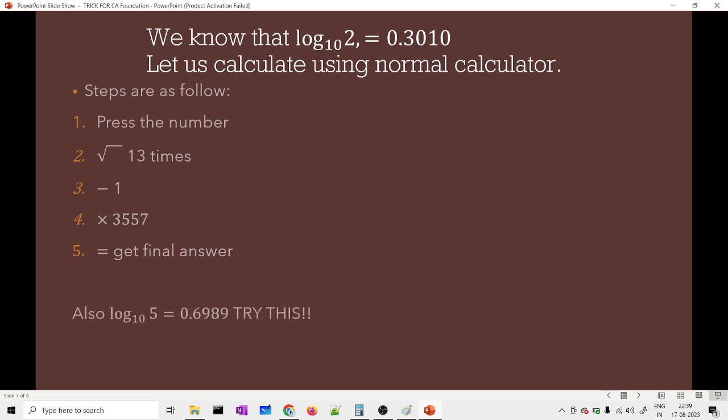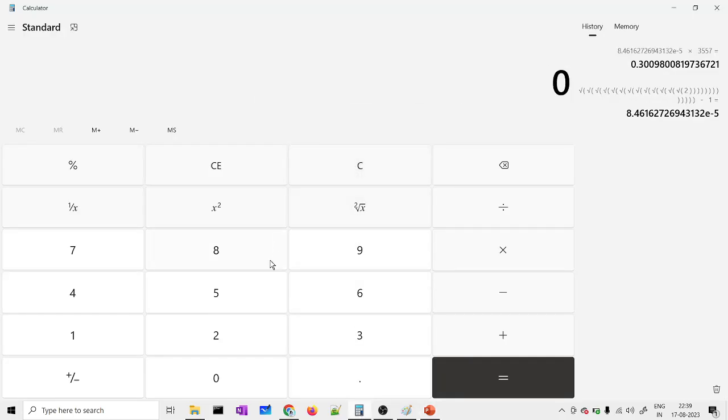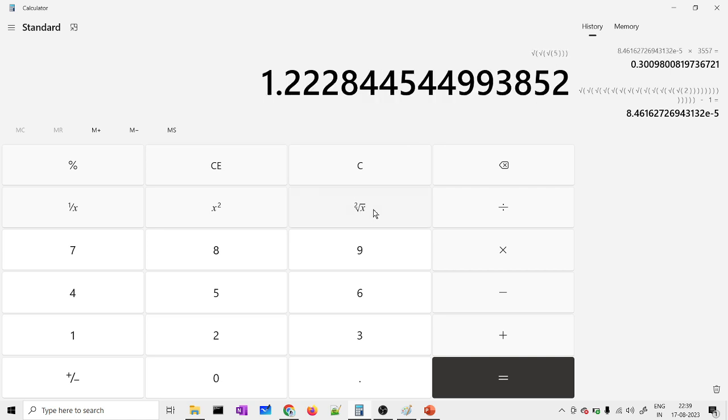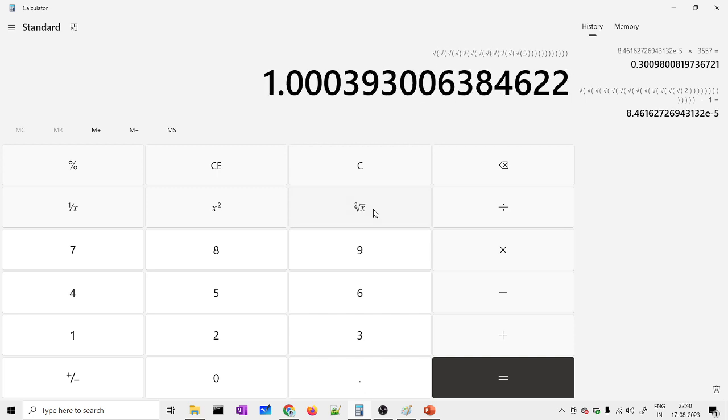Let us try another log value, log 5 to the base 10. On the scientific calculator, the value came out to be 0.6989. Let us verify it here. So I press C. I want to find out log 5 to the base 10, right? So I will press 5. Square root how many times? 13 times: 1, 2, 3, 4, 5, 6, 7, 8, 9, 10, 11, 12, 13.